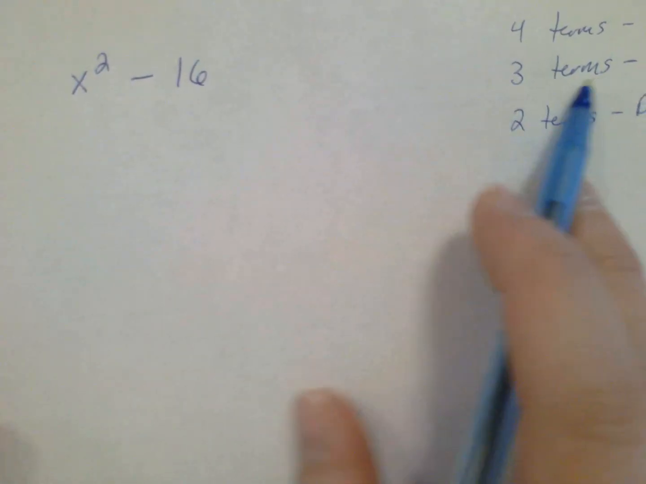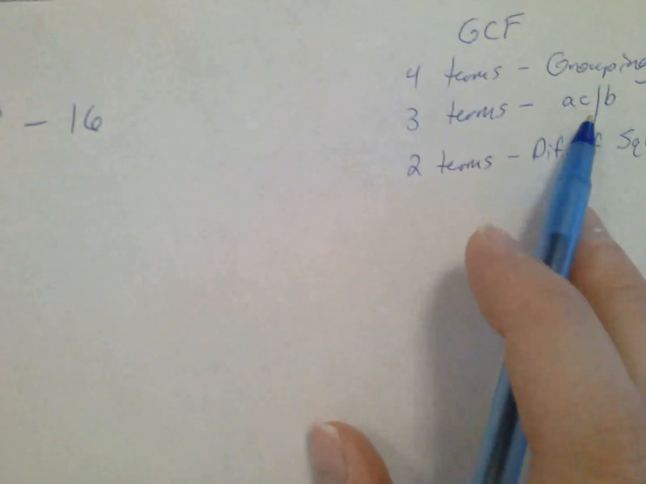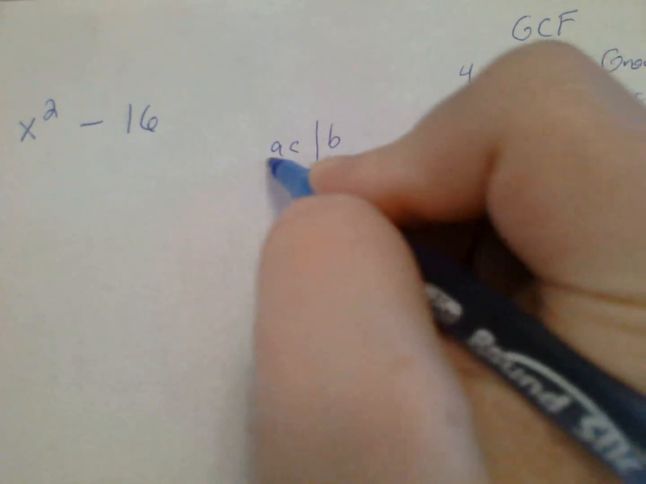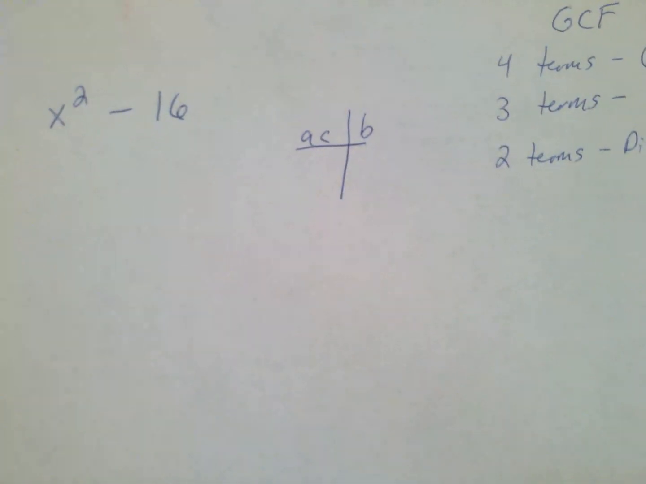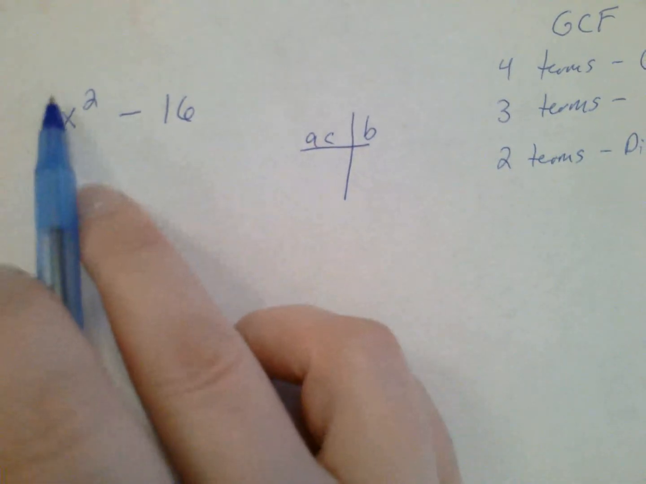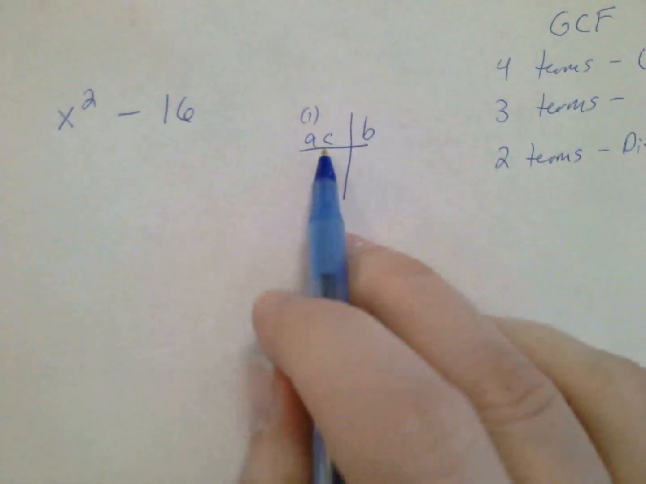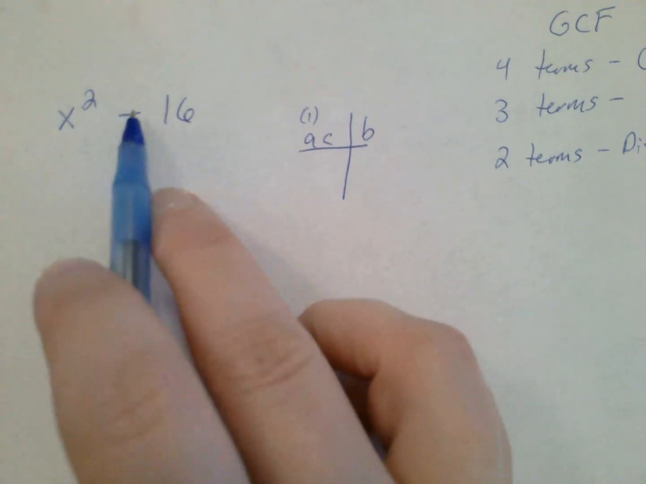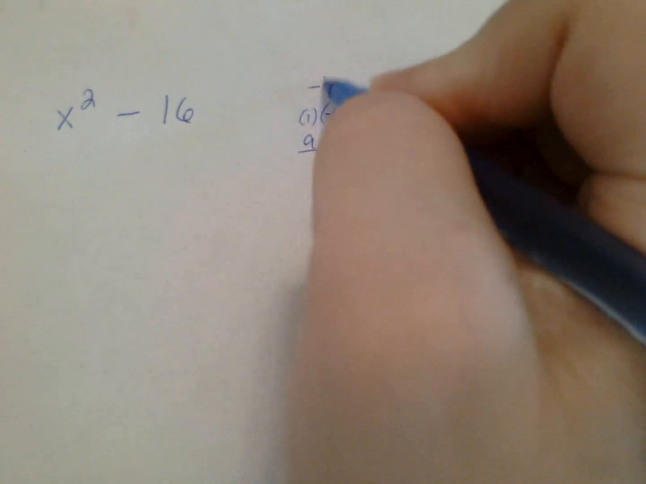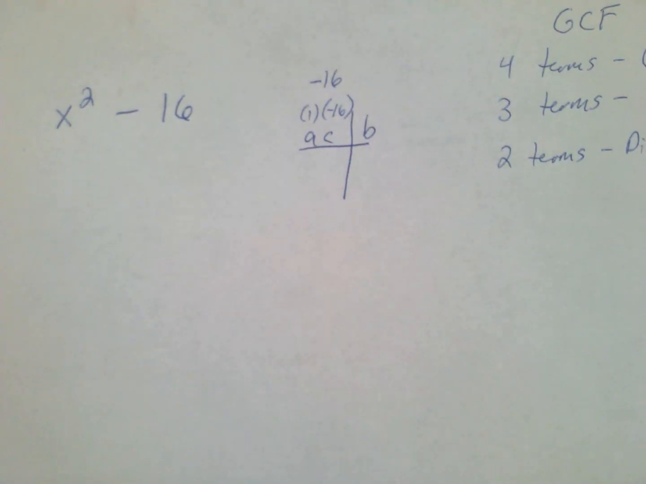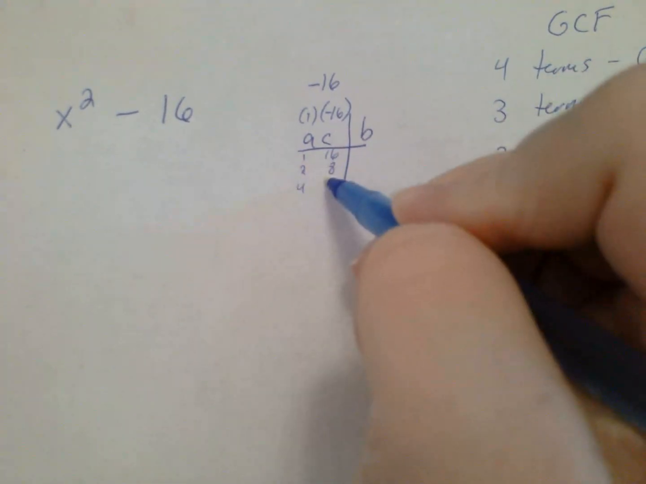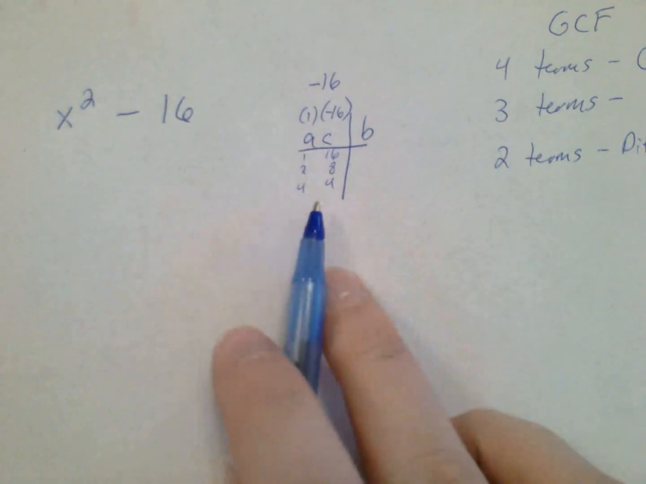Now you could turn this into three terms and use the ACB chart. We're not going to do that every time. We're just going to do it this time, or maybe a couple times, so you can see the pattern. Okay, so A, remember that's our leading coefficient. Well, if there's no number, it's an implied 1. C is our constant, in this case, negative 16. That negative goes with the 16, not the x squared. So we need two things that multiply to negative 16. It could be 1 and 16, 2 and 8, 4 and 4. One of them is going to have to be negative.